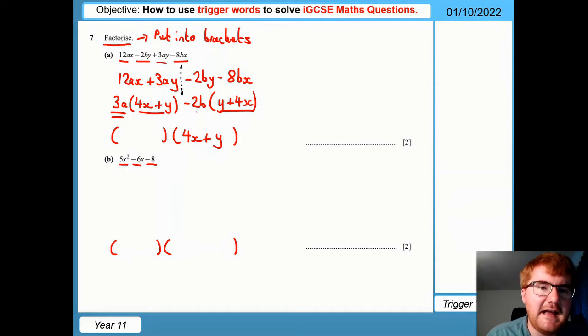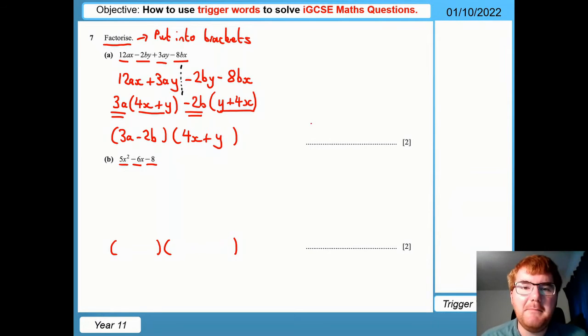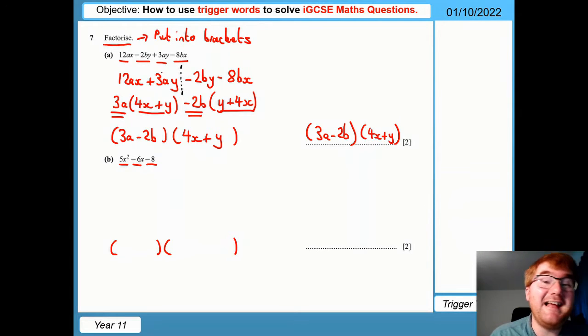And whatever's left, so 3a and minus 2b, we put into the other bracket. Now, if I'm in the exam, and that is my answer, 3a minus 2b, 4x plus y, I can always expand the brackets to check that I get back to 7a.